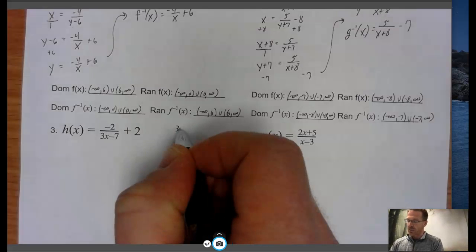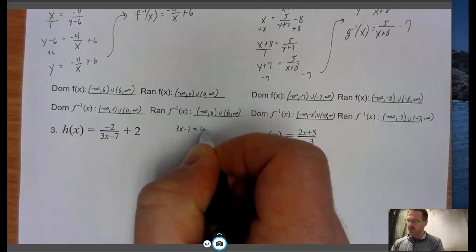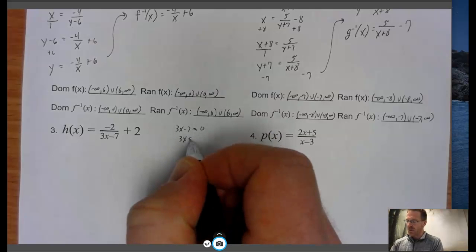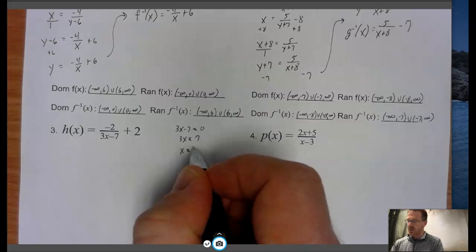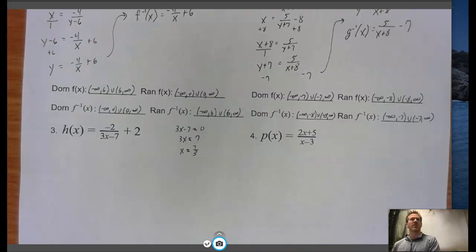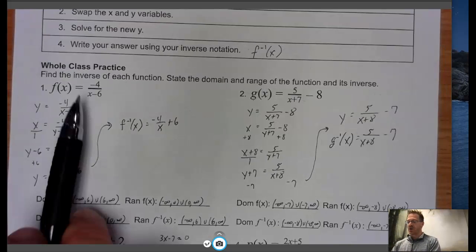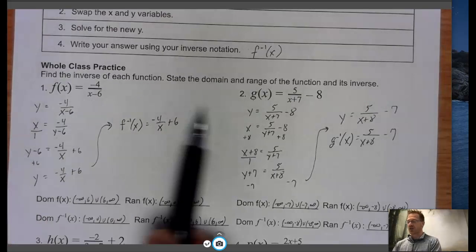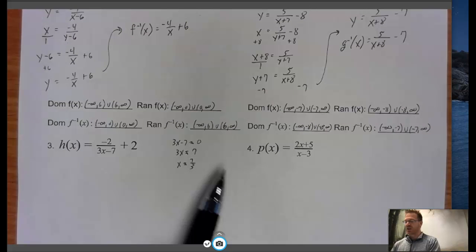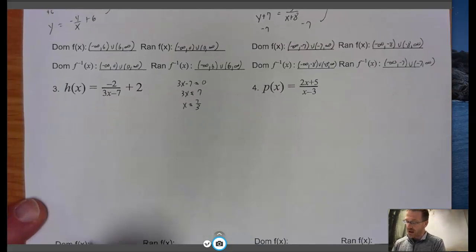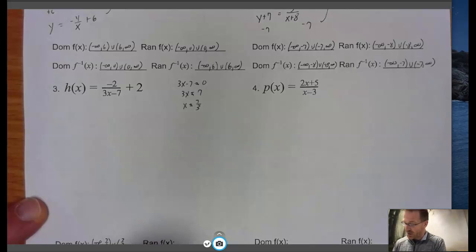So what I know is that 3x minus 7 can't be equal to 0. So 3x can't be equal to 7, which means x can't be equal to 7/3. So my vertical asymptote is going to be at 7/3. Remember, if it's not as obvious, when you have simpler linear factors, you can tell it's 6, you can tell it's -7, you can just set it equal to 0 and solve. So then what we know is that our domain would be from -infinity to 7/3 union 7/3 to infinity.